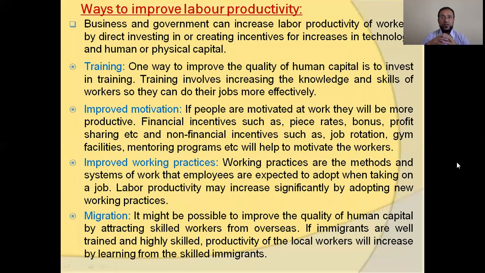Now come to the ways to improve labor productivity. Business and government can increase labor productivity of workers by directly investing in, or creating incentives for increases in, technology and human or physical capital. So there are four main ways to increase labor productivity: training, improved motivation, improved working practices, and migration. First of all, training. One way to improve the quality of human capital is to invest in training.